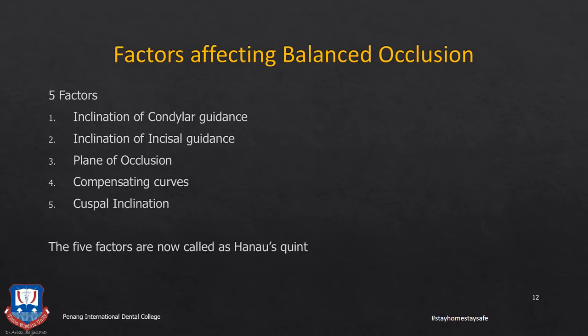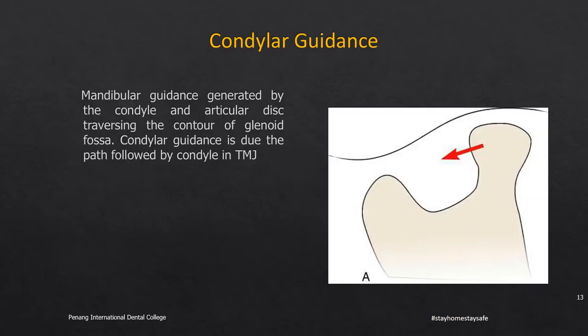Now coming to the factors that affect the balanced occlusion, there are five factors, namely the condylar guidance, the incisal guidance, the occlusal plane, the compensating curves, and the cuspal inclination. These five factors were originally described by Hanau as Hanau's quint. Now coming to condylar guidance.